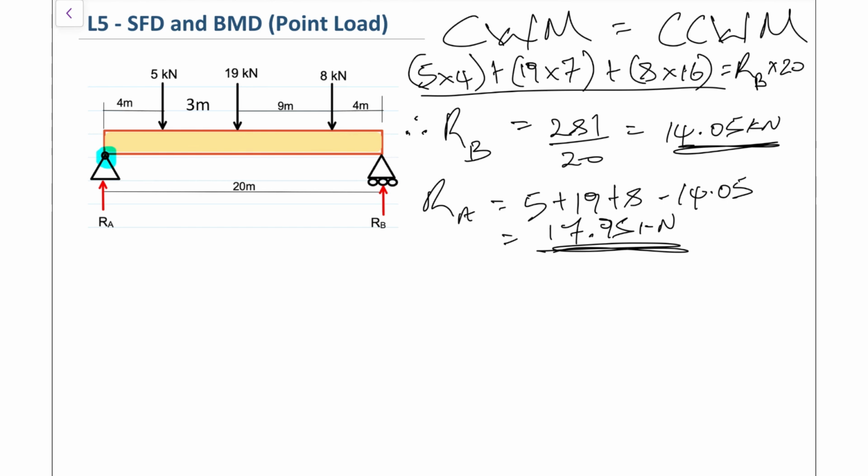What we're going to do now is draw our shear force diagram, now that we know what the reaction forces are. I'm just going to write in the values here for the reaction forces, which turn out to be RA 17.95 kilonewtons and RB 14.05 kilonewtons. So that's it, now the shear force diagram. We're going to draw that now.